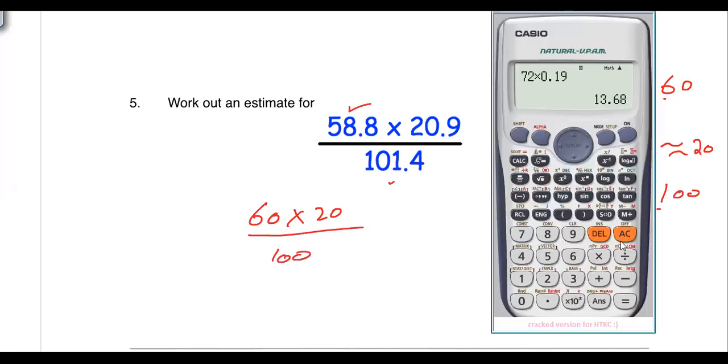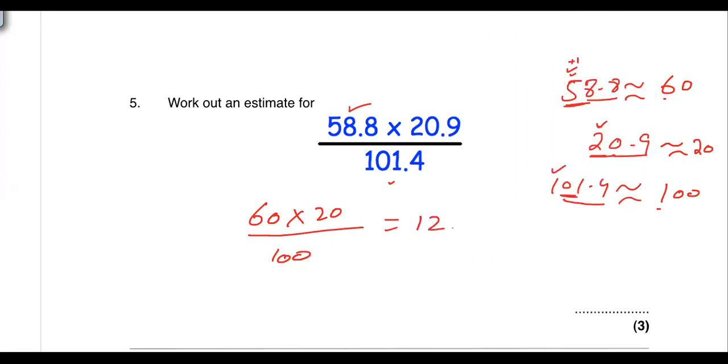And now you can calculate. You're free to calculate with your calculator. 60 times 20, and the answer you have to divide by 100. You will get 12. So this is your result after estimation.